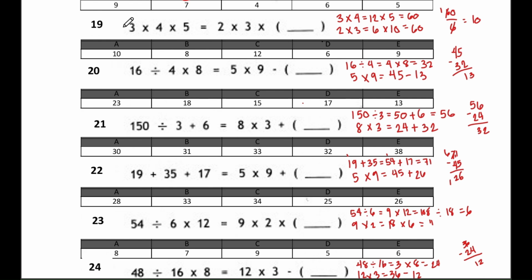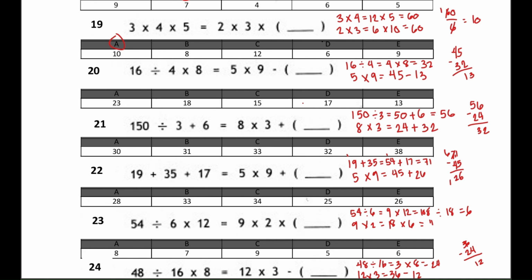Question 19. 3 times 4 times 5 equals 2 times 3 times what missing number? The options are A, 10, B, 8, C, 12, D, 6, or E, 9. The correct answer is A, 10. Let's break this one down.